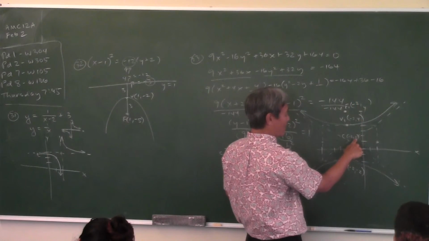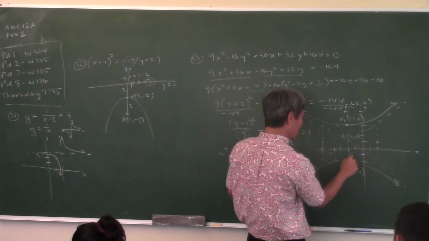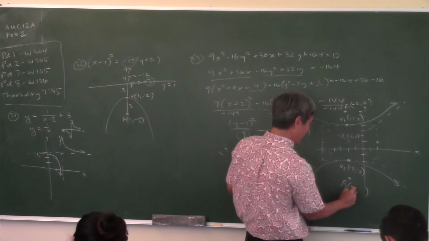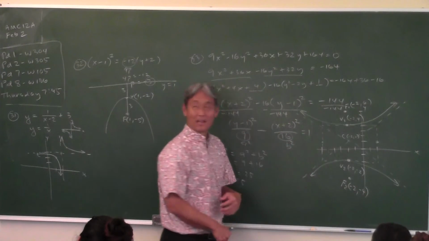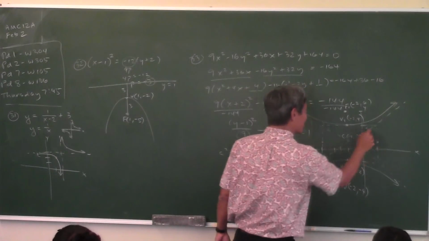-2, comma, if you're at 1 and then go 5 up, if you're at 6, and then 1, 2, 3, 4, 5. Here's the other focus. -2, comma, -4. And then the last thing, the asymptotes. What are the equations of these asymptotes?